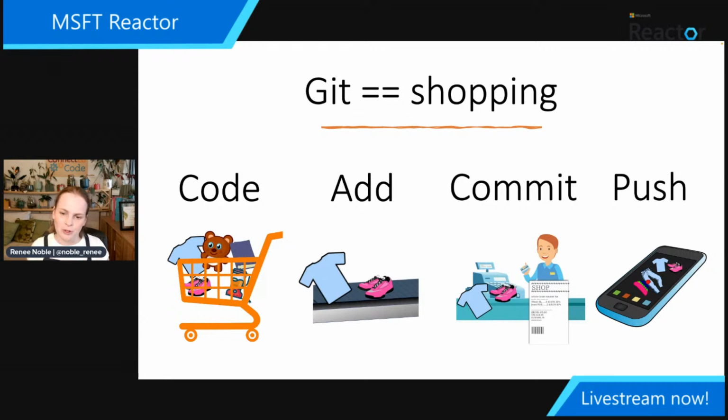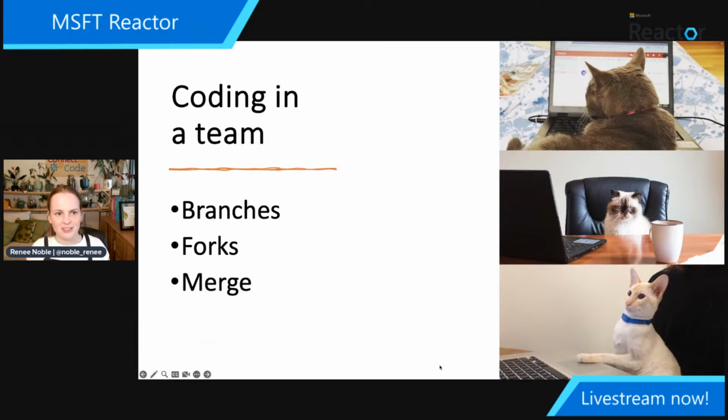When you put it out into the world of people you're working with, it can get a little bit more messy. And we're going to talk about working with other people today. So coding in a team, we're going to talk about branches, forks, and merging. Super important concepts to make sure you build code collectively in a sustainable and as least messy as possible way. That's the goal.